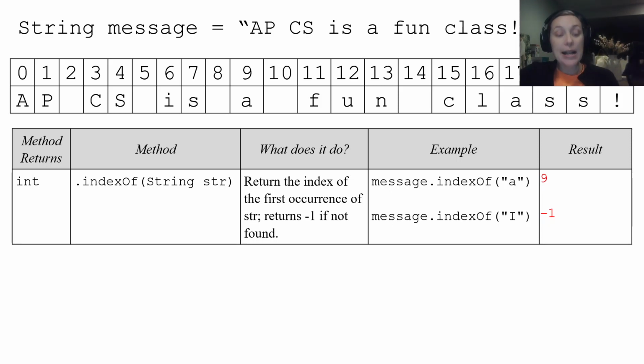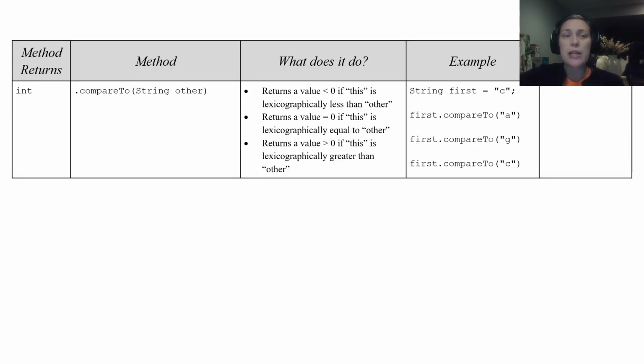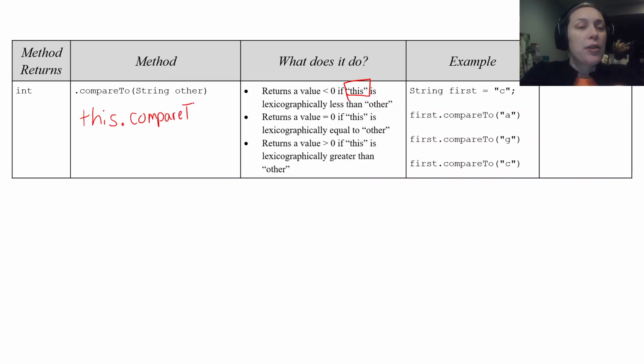Okay, and then the last one you have to know, the dot compareTo. I'm going to use another example to better explain this one, okay? So the dot compareTo compares two strings, basically to see which one comes first alphabetically, okay? So there's 3 situations you have, okay? You could have, when it refers to this, this means the calling compareTo other.